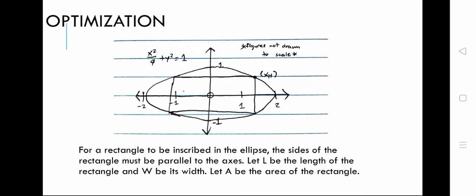So, yun. We can see the function of the ellipse, x squared over 4 plus y squared equals 1. And ito yung hypothetical dimensions ng rectangle sa loob, na ito na nga yung isang point which is x, y. For a rectangle to be inscribed in the ellipse, the sides of the rectangle must be parallel to the axes. Let L be the length of the rectangle and W be its width. Let A be the area of the rectangle.